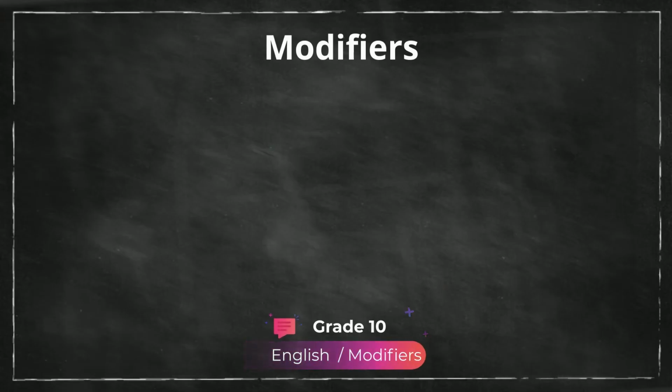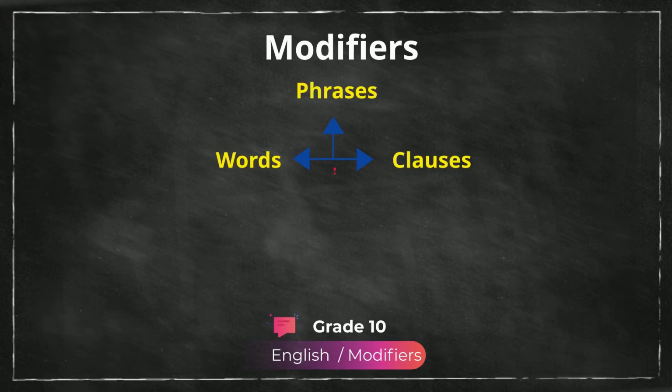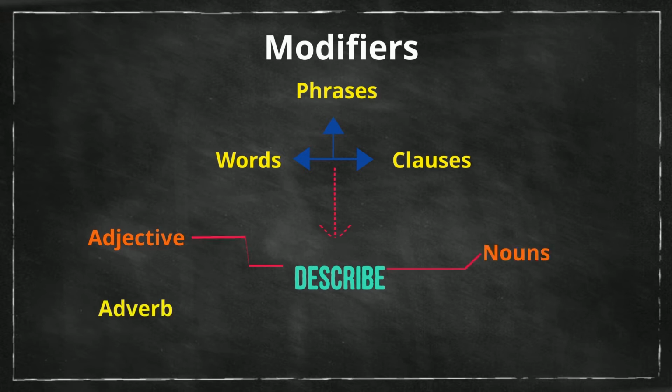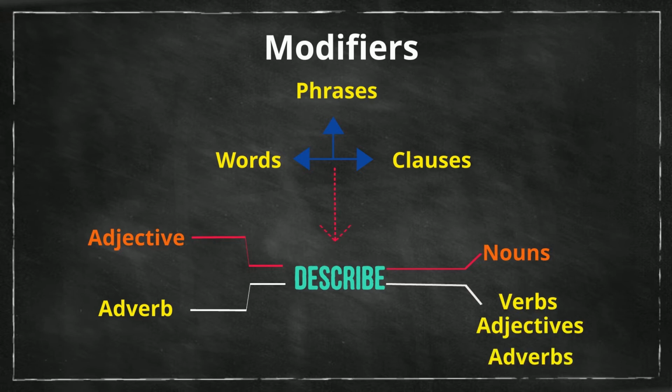What exactly are modifiers? Modifiers are words, phrases, or clauses that describe in a sentence. To be more specific, a modifier is either an adjective or an adverb. Adjectives modify nouns, and adverbs modify verbs, adjectives, or other adverbs.